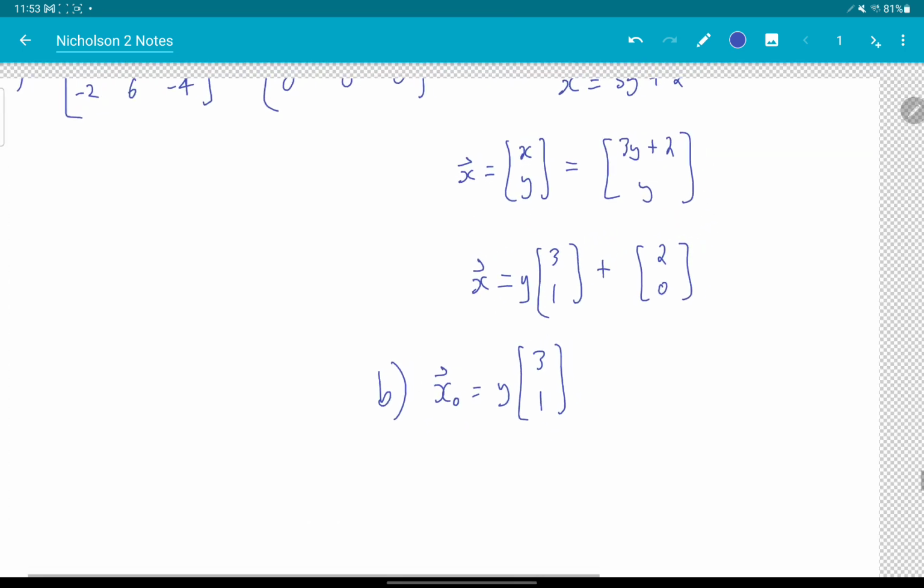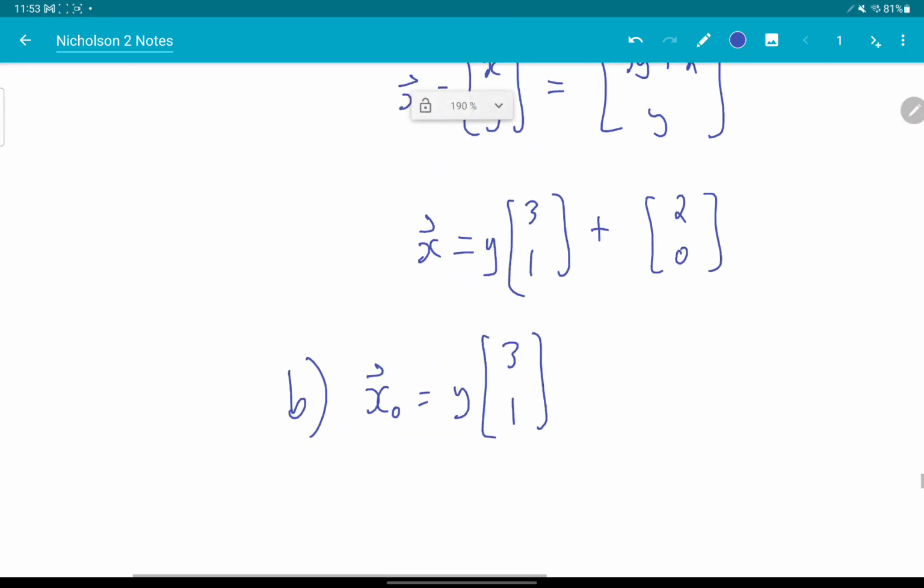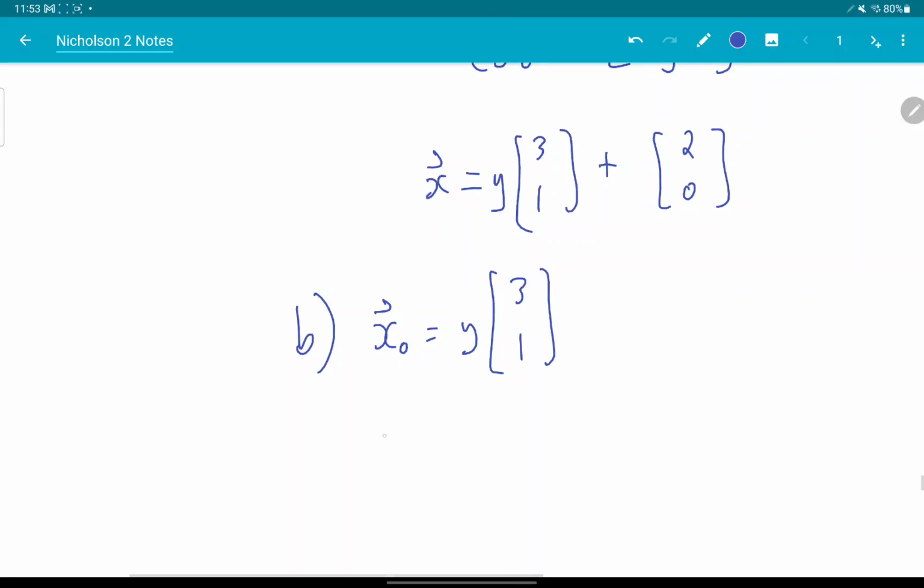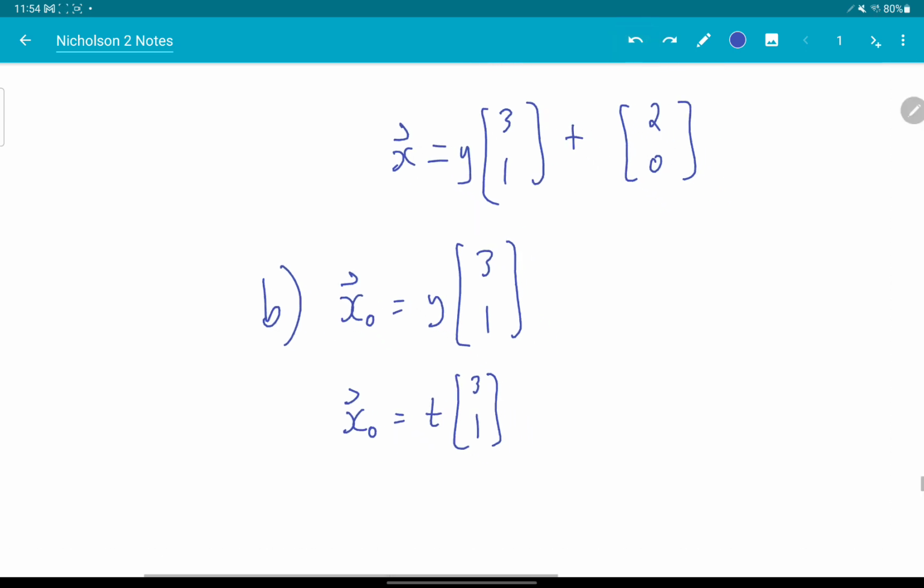Now, some things just come to mind. You don't have to take this variable and replace it with a parameter. You can. If you want to replace that with like a t, that's fine. I don't really care. You can leave it as a y, or you can put a t in there. It's up to you. And then the x1 is the constant part of this solution.